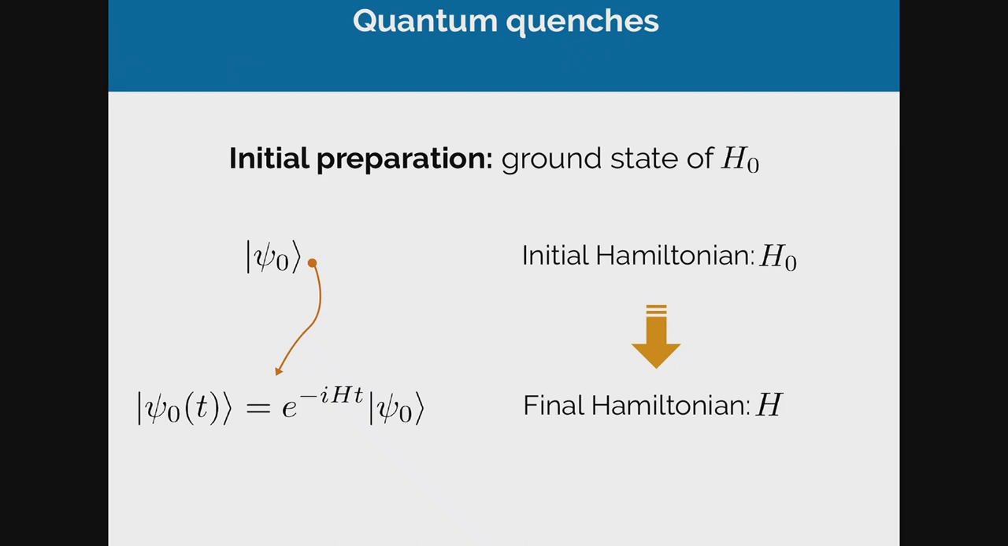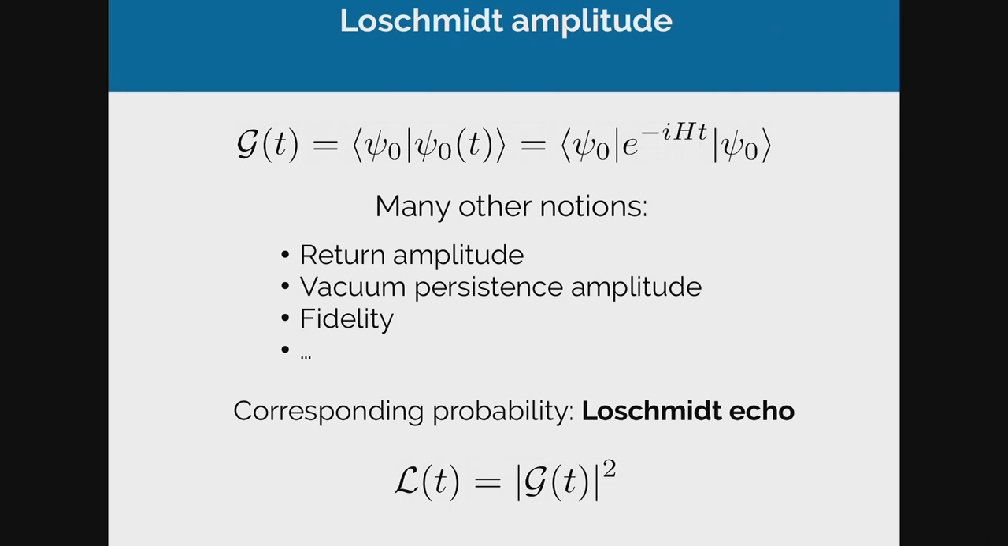Okay, so now having that, let me introduce the central object that will appear throughout this lecture many times, and I will call it in the following a Loschmidt amplitude. That is denoted by this curly G here. It's nothing but the overlap of the time-evolved state with the initial state itself. And for this quantum quench protocol I was showing you on the previous slide, we can write this, of course, in the following form.